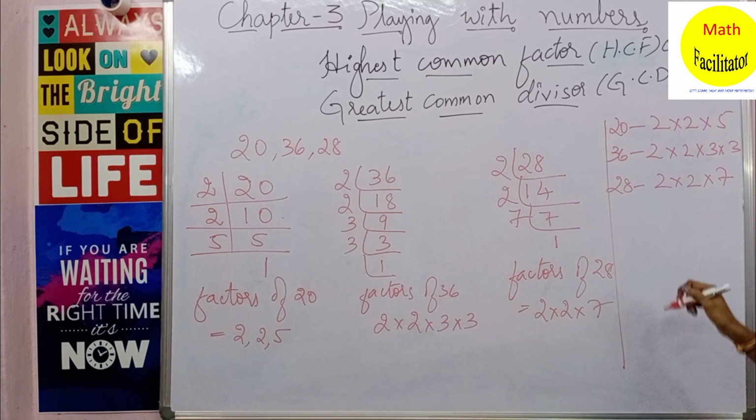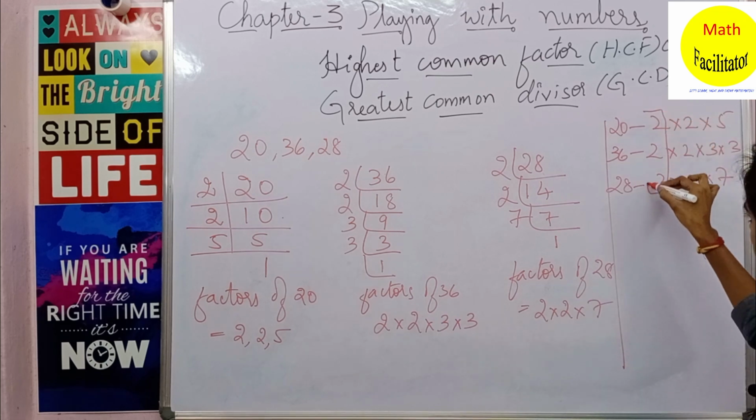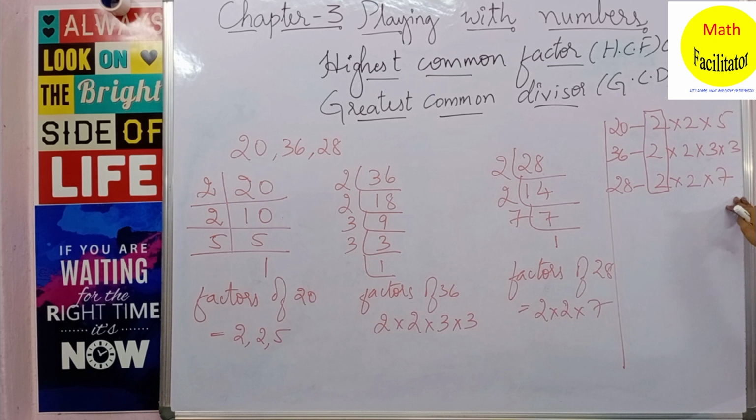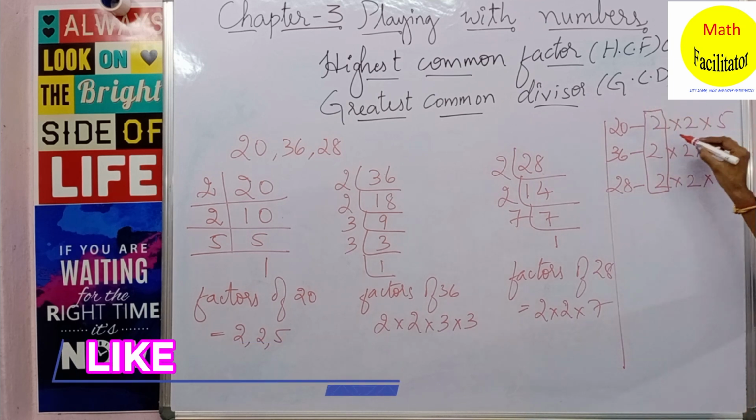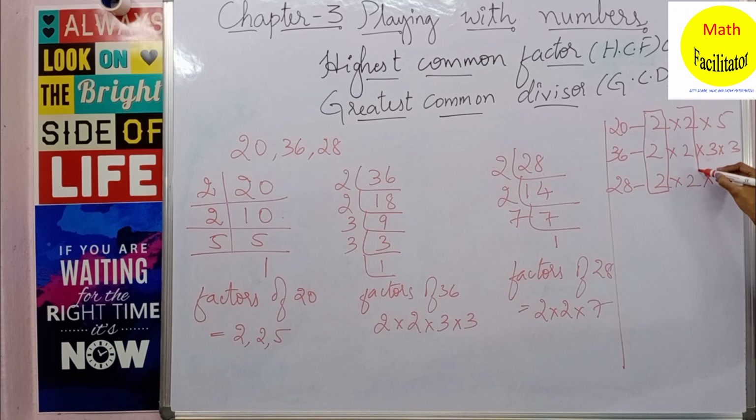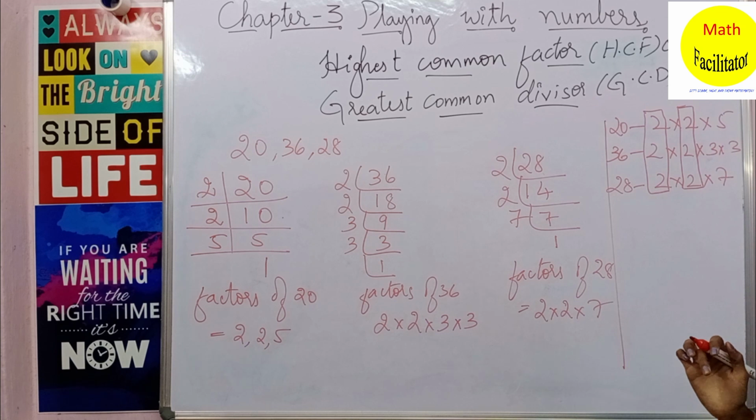Okay, now see, 2 is common in all the numbers. So in this way if you represent all the factors at one stretch, you can easily identify the common factor. Okay, 2 is a common factor in all the numbers, and here also the next 2 is also common in all the numbers. So you find 2 two times in all the numbers. Okay, 5 is not there in factors of 36. So only 2 and 2 are the common factors.